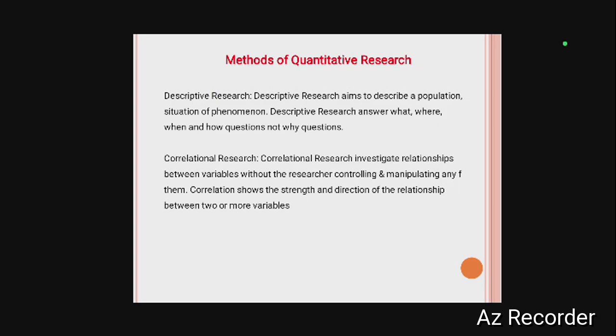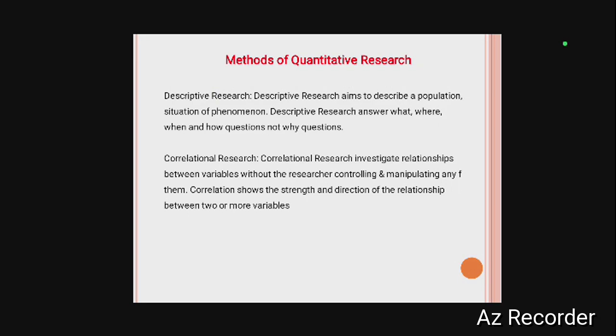Positive correlation is when one quantity increases, another quantity also increases, or one quantity decreases, another quantity also decreases. It is called positive correlation. The two variables move in the same direction. For example, height and weight. Whenever height is increasing, our weight is also increasing.